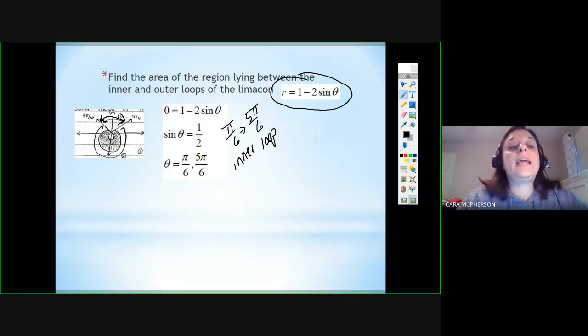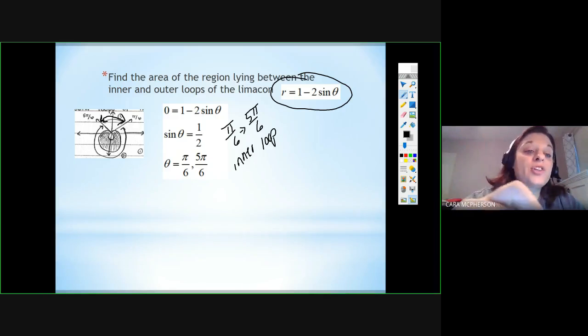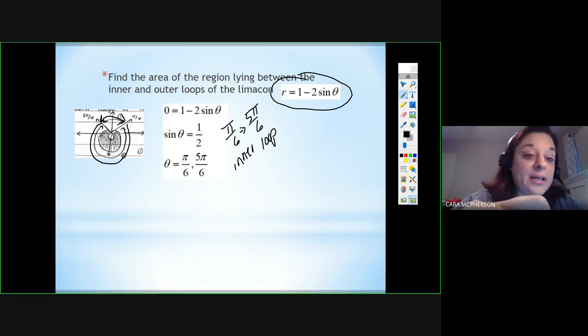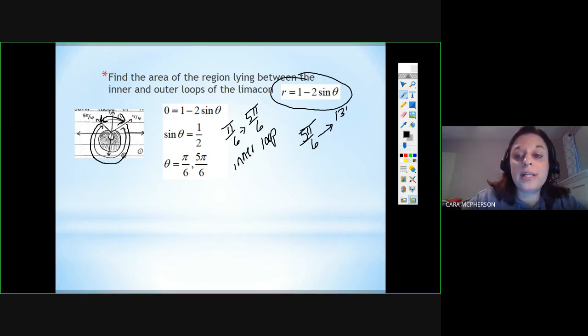If I want to find the area of everything else, I actually have to keep going around the circle all the way until I get back to the pi over 6. So that is going to be starting at 5 pi over 6 and then going all the way around. To get all the way back to pi over 6, you would have to go to 13 pi over 6. It's like you're adding that extra revolution to it. That's going to give you the entire figure, so that's going to get everything in there. We want the stuff that is there without the loop.